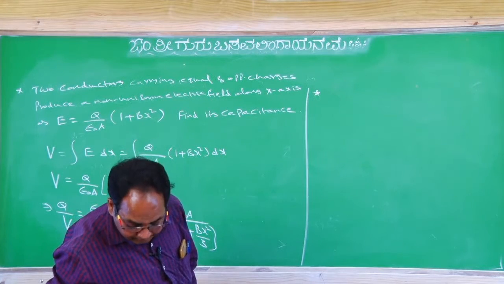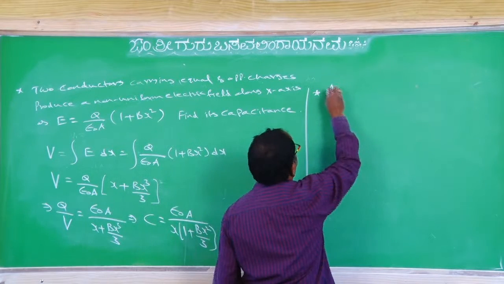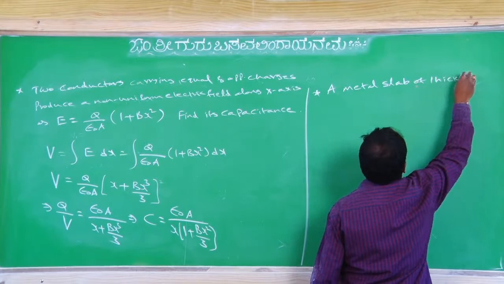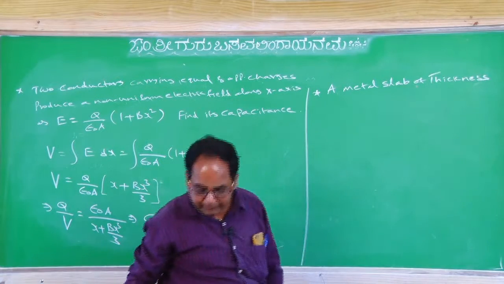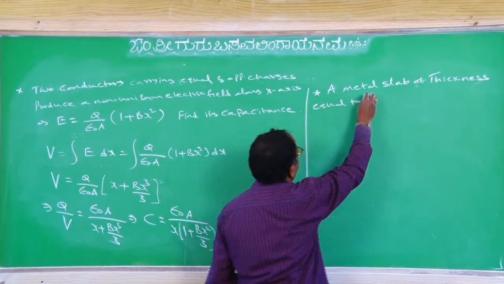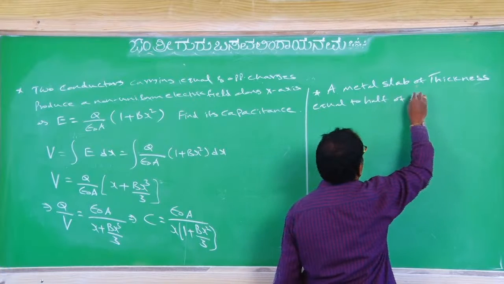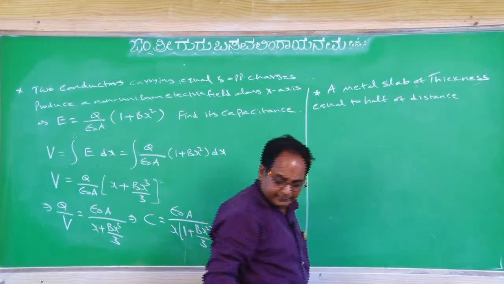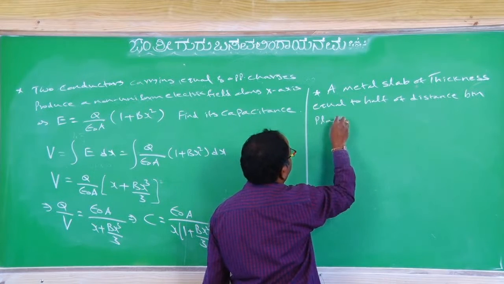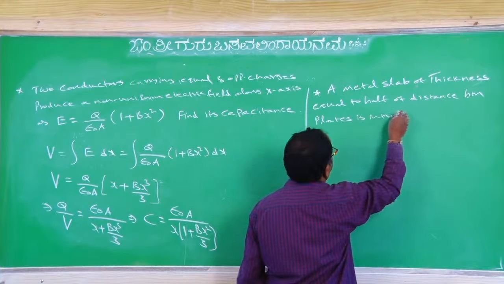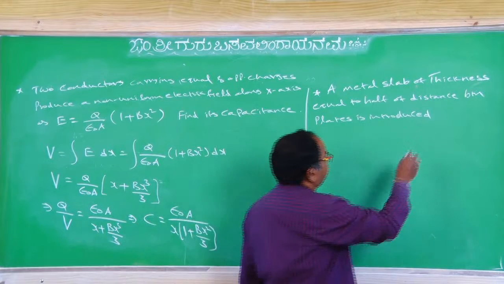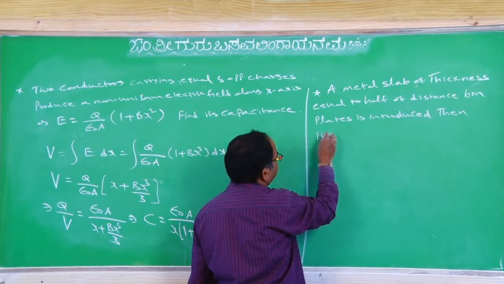Next one. A metal slab of thickness equal to half of the distance between the plates is introduced. Then its capacitance becomes how much?